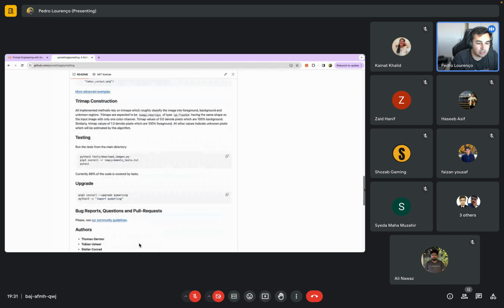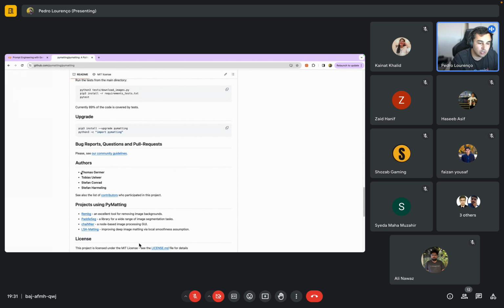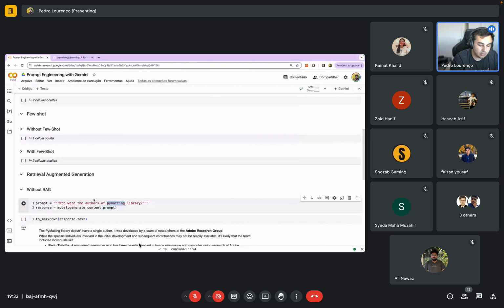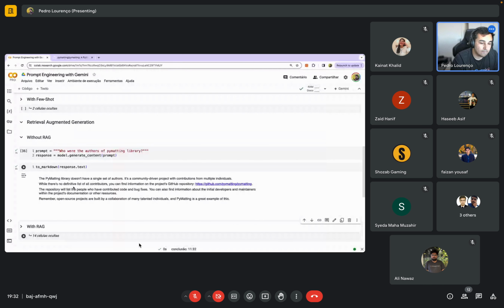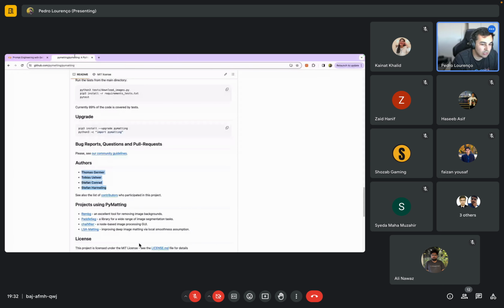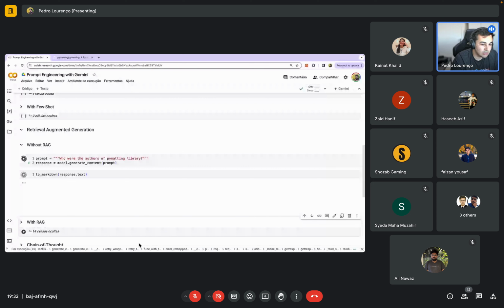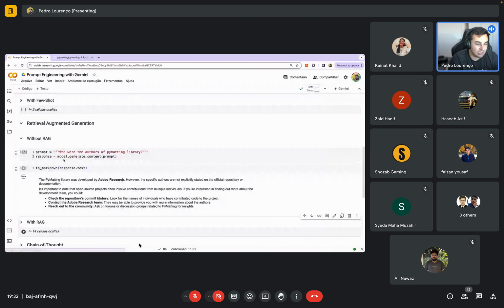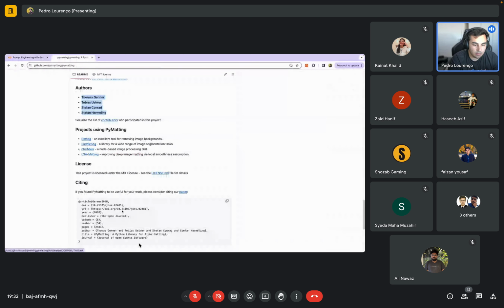When we ask Gemini to answer this without any knowledge or other information, just a zero-shot prompt, this is the answer: the PyMatching library doesn't have a single set of authors. But we saw here that they have authors, so it just hallucinated the response. If we run it again, it says that it was, if I'm not wrong, developed by some university students. So you can see that it's hallucinating. It's answering, but it's not the right answer.